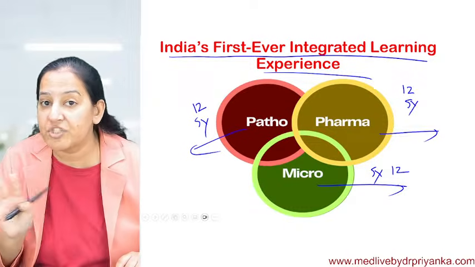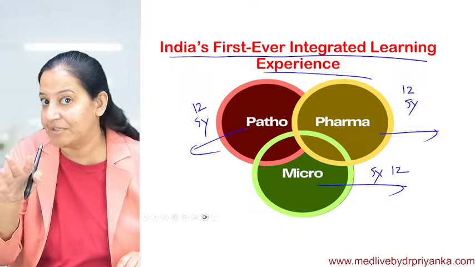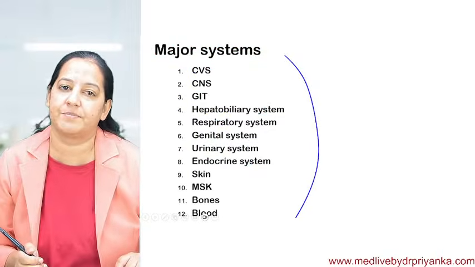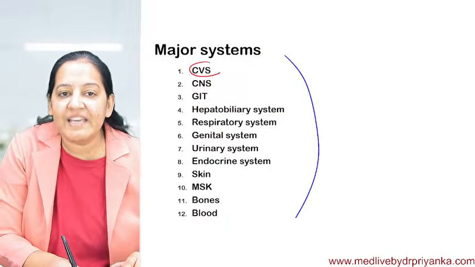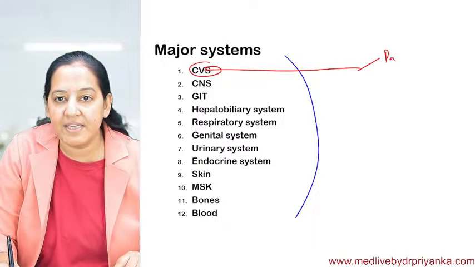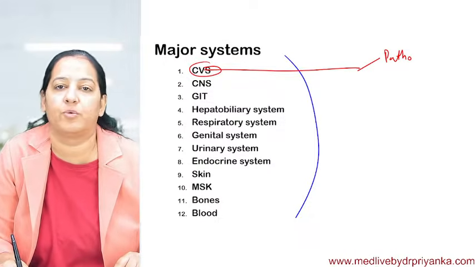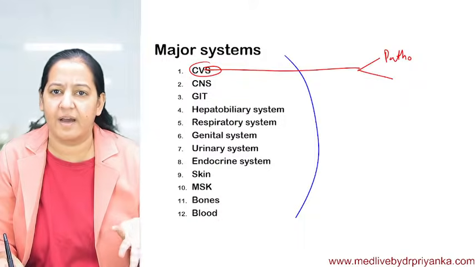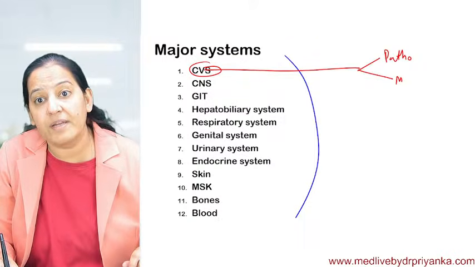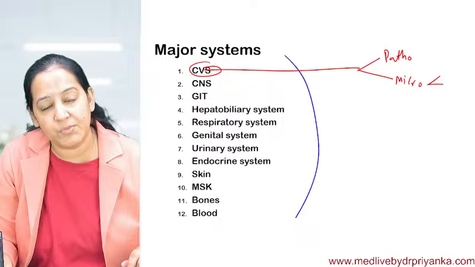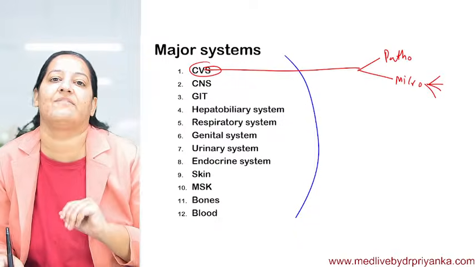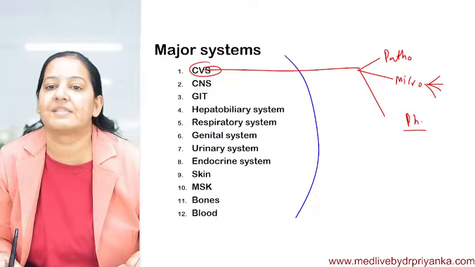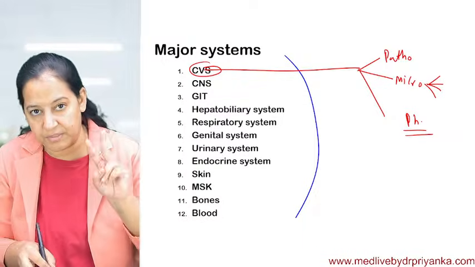I will not teach you these 3 subjects subject wise. I am going to teach you system wise in the systemic portion. For example, I'm starting with CVS. First I will teach you diseases of the CVS in pathology. All the important diseases we will see: congenital heart diseases, rheumatic heart disease. Then we will see the microorganisms causing infections in CVS, like bacteria, virus, fungus and parasite, endocarditis and all. And then we will see the drugs for CVS in pharmacology. In this way, we will complete CVS from the 3 subjects.